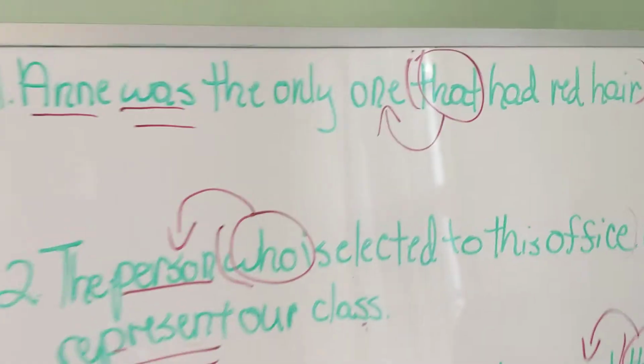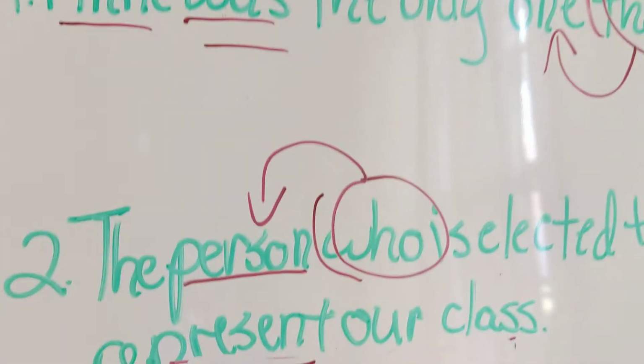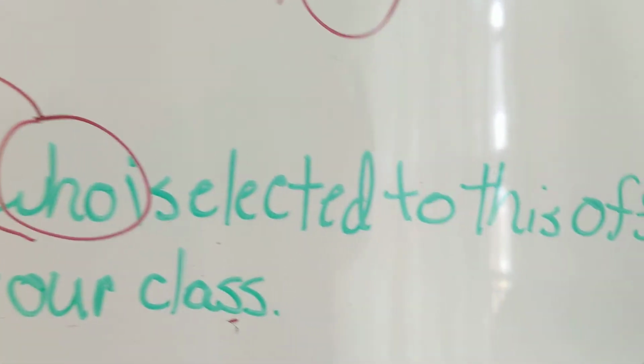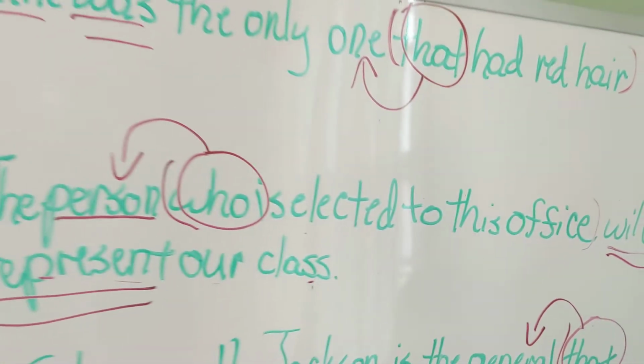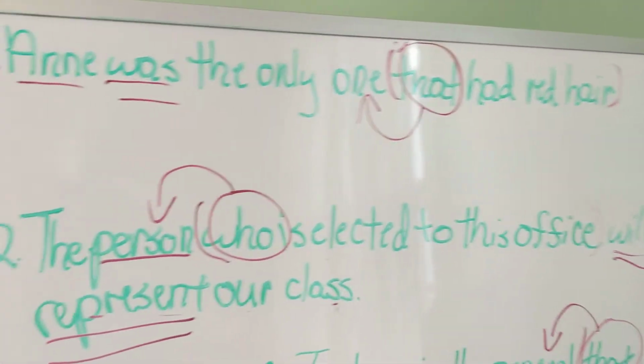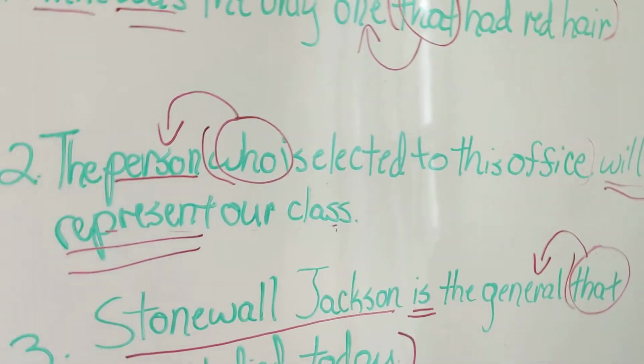So let's make a couple observations here. One, each of our relative clauses started with a relative pronoun: that, who, and that. Another observation: these clauses are coming right after the noun that they are describing. One, that; person, who; general, that. So keep those in mind as you're going over these exercises.